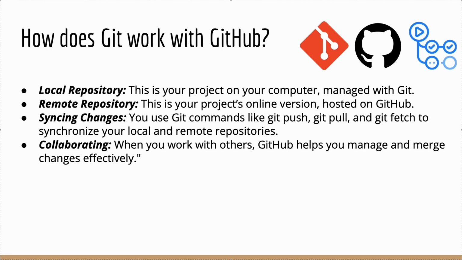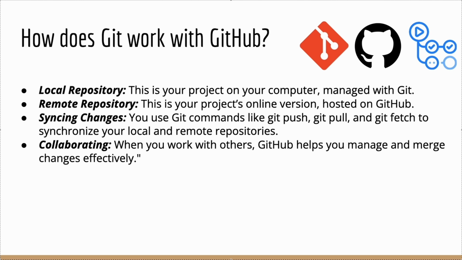So how does Git integrate with GitHub? Well, your local repository is the project that you have on your computer and you manage that with Git, similar to how we saw in the previous section. The remote repository is the online version of your project and that's hosted on GitHub. So you can sync changes using Git commands like git push or git pull or git fetch to synchronize your local and remote repositories to make sure that you're always up to date.